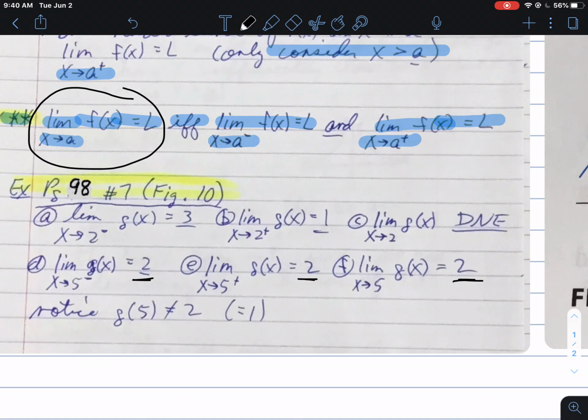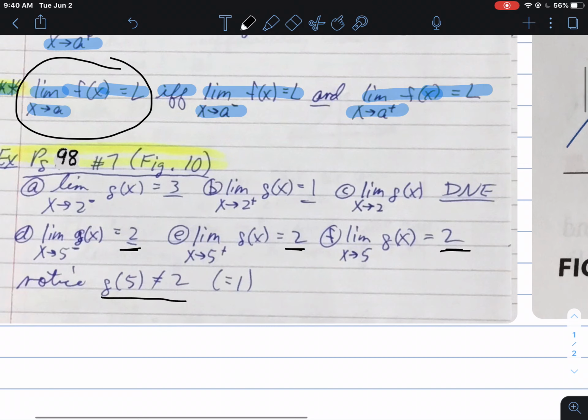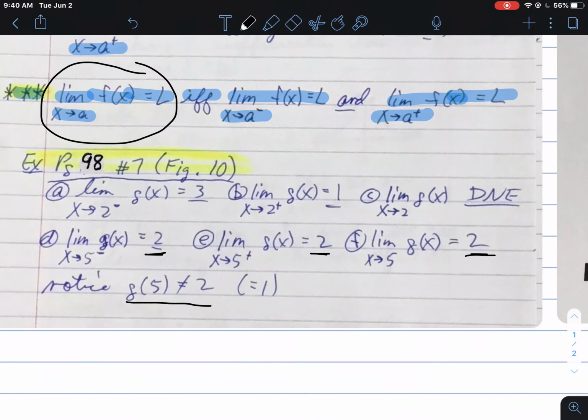And I've also made a note that g of 5 is not equal to 2. g of 5 equals 1. That's where that point is that we have here. So there's our function value, g of 5, equal to 1. But it's not the same as the limit. When we're evaluating a limit, it's all about what happens as we approach that particular x value, our a value. I don't care what happens at that point. Now, that's going to make a difference for something else that we're going to talk about, but in terms of the limit, I don't care.